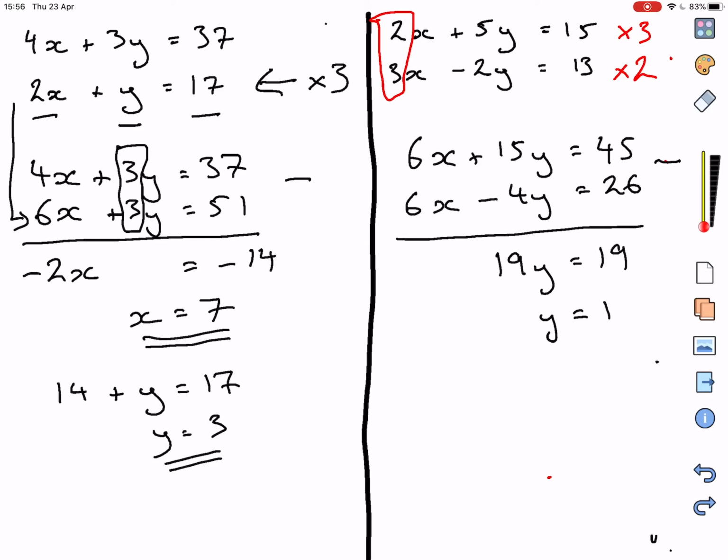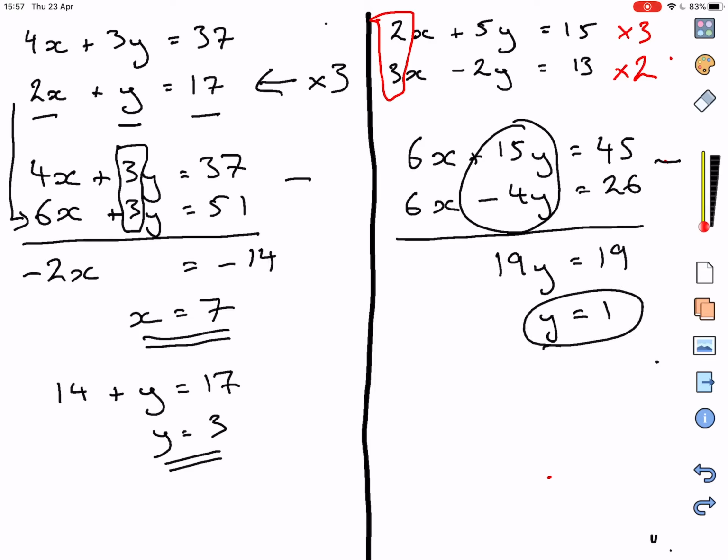Be careful when you're subtracting negatives, particularly here. 15y subtract negative 4y. If I subtract a negative, I am in fact adding. So that's 15y plus 4y, making my 19y. Right, so we found the value of y. We need to go back and find the value of x.